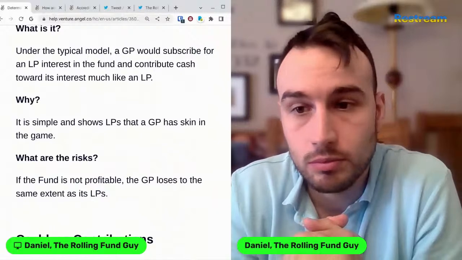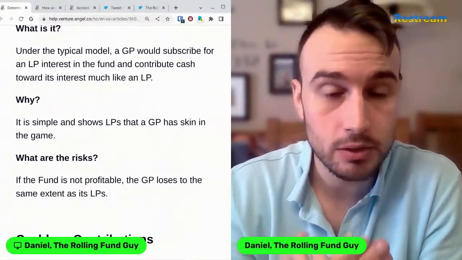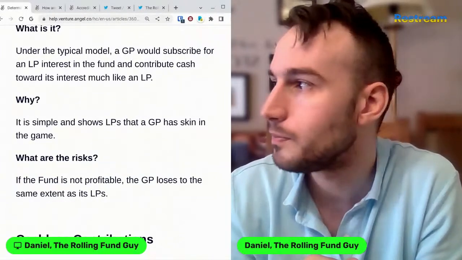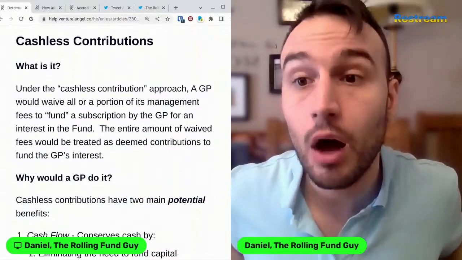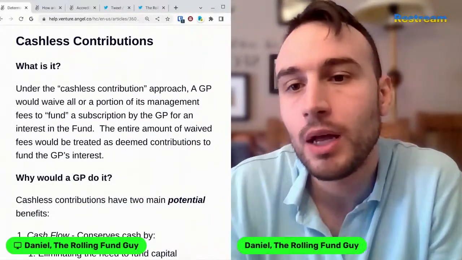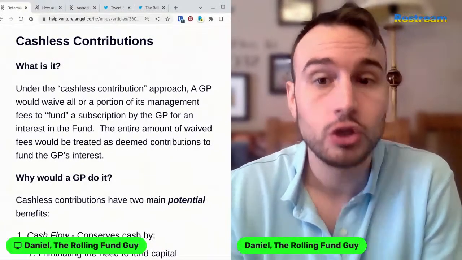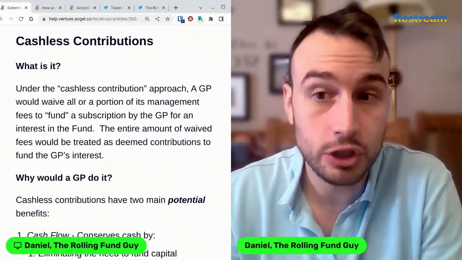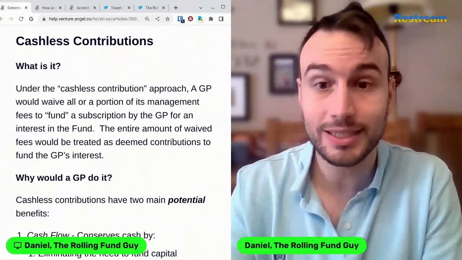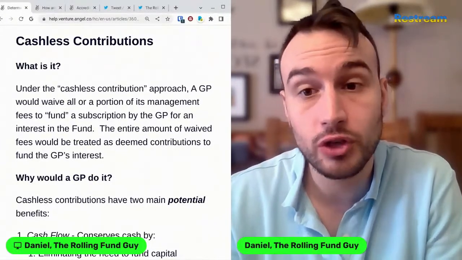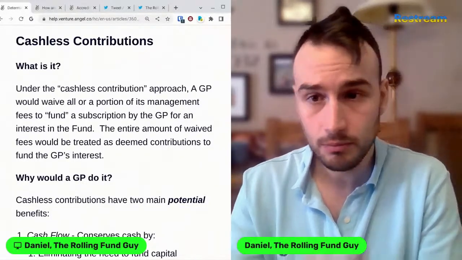What are the risks? Well, if the fund is not profitable, the GP loses to the same extent as the LPs, which is a good thing. You want to have skin in the game. Or you could do a cashless contribution. Under the cashless contribution approach, a GP would waive all or a portion of management fees to fund a subscription by the GP for an interest in the fund. The entire amount of waived fees would be treated as deemed contributions to fund the GP's interest.